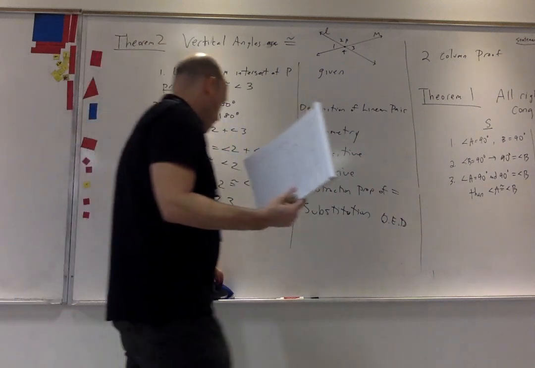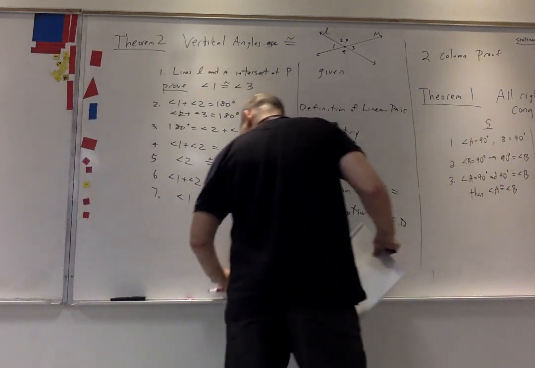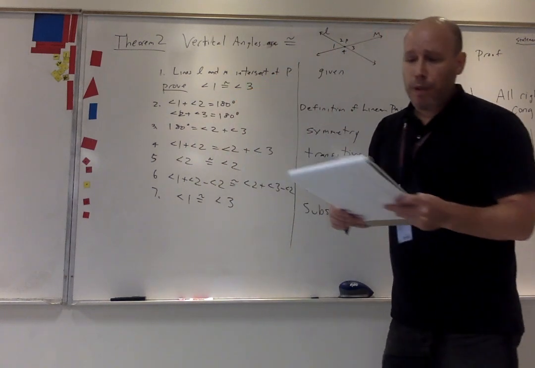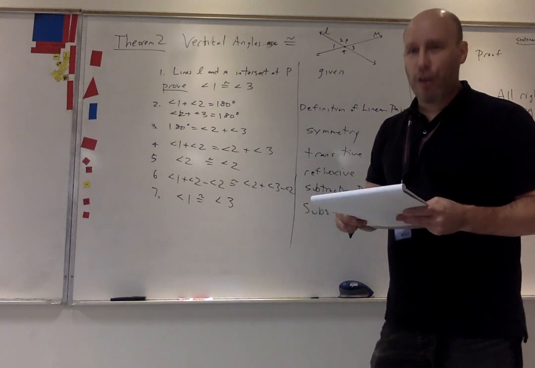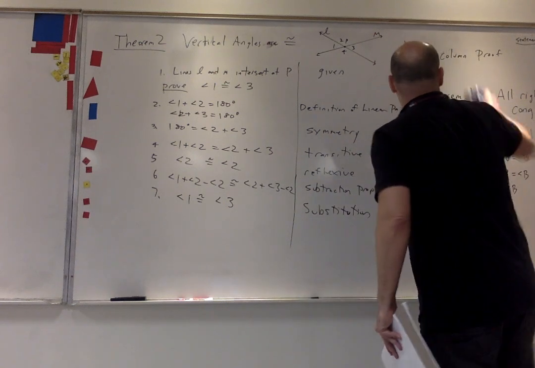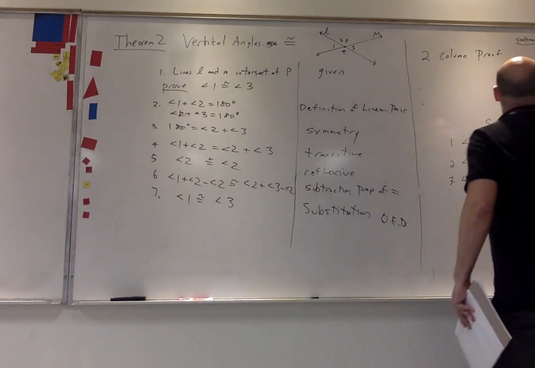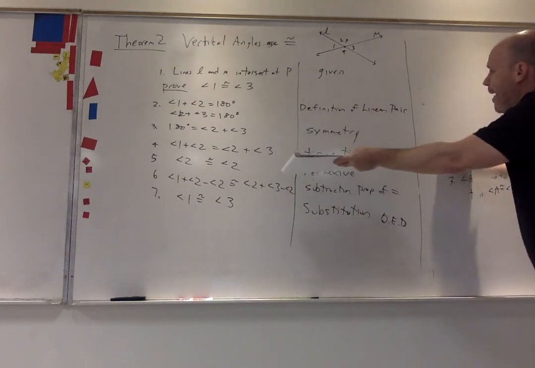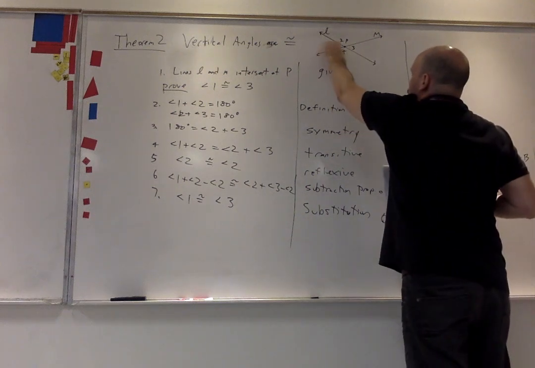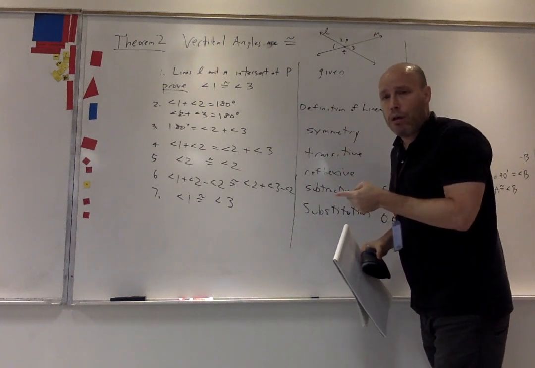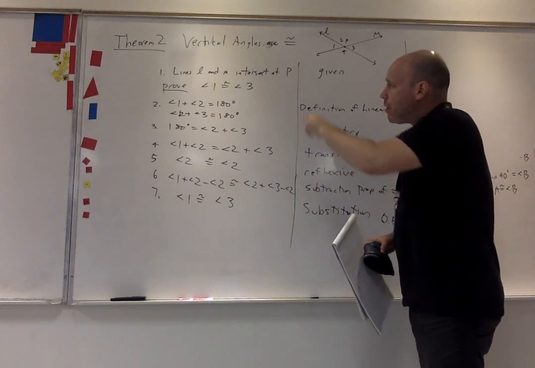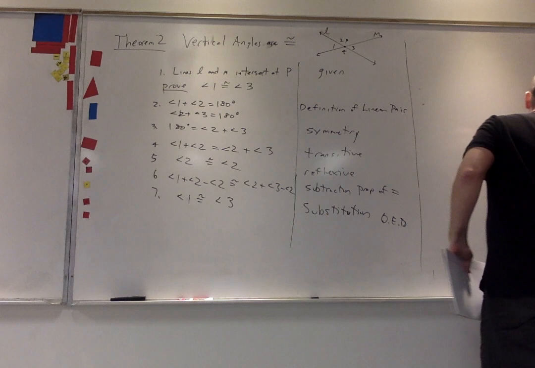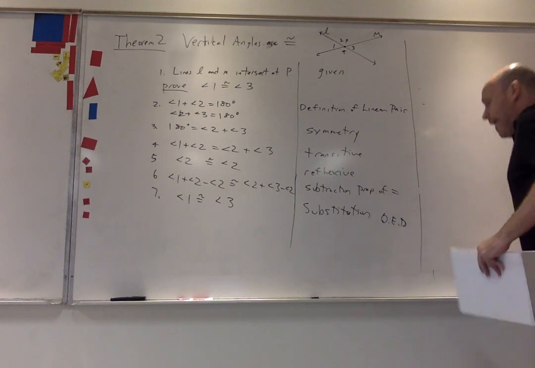Theorem 3. Theorem 3 says supplements to the same angle are congruent. Now, it's interesting because you might say, hey, Mr. Adler, we already did this because 1 and 3 are supplements to the same angle, therefore they're congruent. But this is specific for vertical angles.